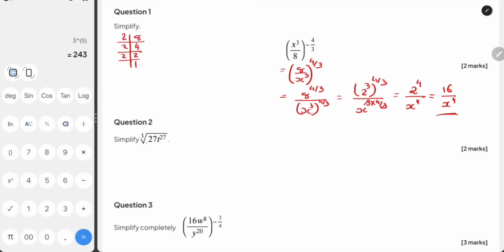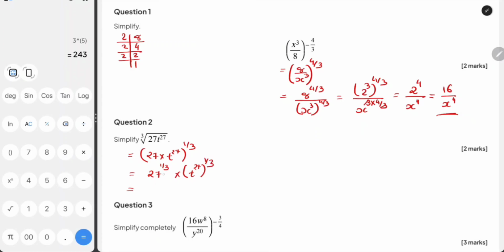Second question, this is a cube root. So whenever there's a cube root, we can use the power 1 by 3. So square root can be written as power 1 by 2, cube root is power 1 by 3, fourth root is power 1 by 4, like that. So this can be written as 27 into t to the power 27, whole to the power 1 by 3. So that is 27 to the power 1 by 3 into t to the power 27 to the power 1 by 3.